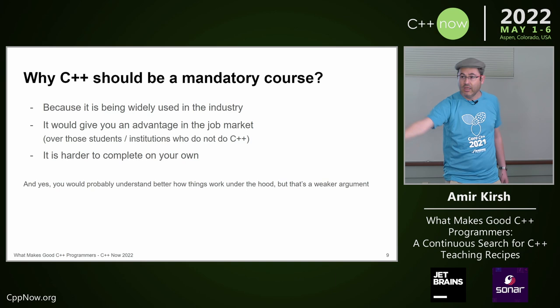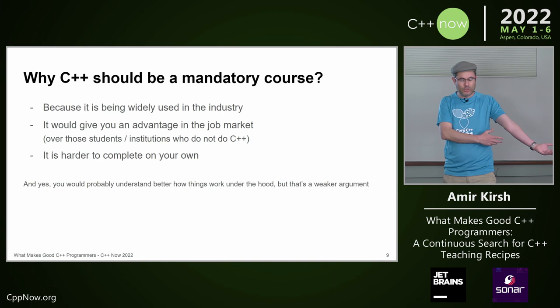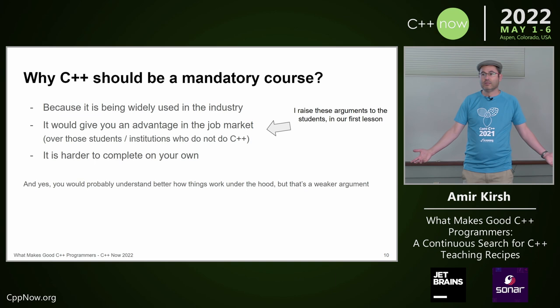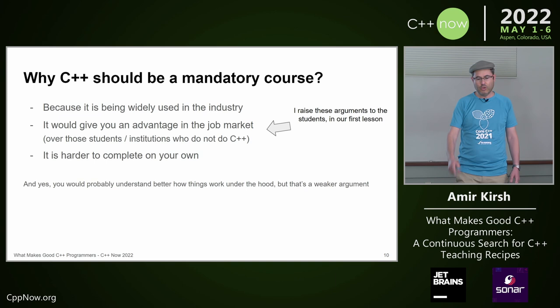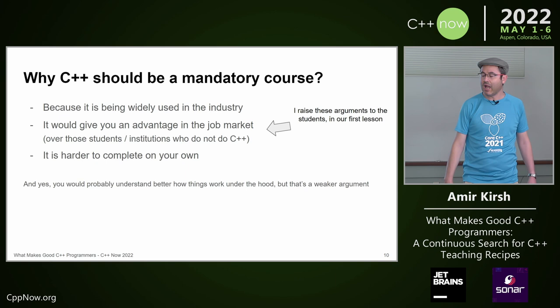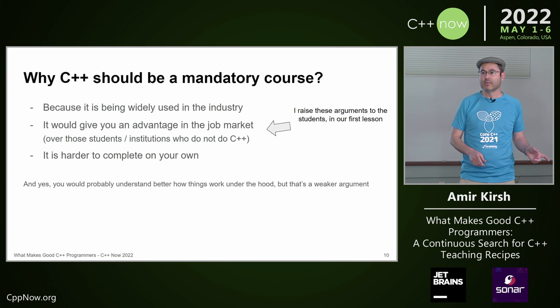And I'm using these arguments when there is a meeting in the faculty discussing again whether we should keep C++, or when I speak with students, because I do raise this argument on the first lesson. And the reason is? It motivates. To build their motivation, yes. Thank you, Marshall. So I want to build their motivation because they did hear something about, oh, there is this complicated C++ course. So at the beginning, I have to say, it's important. Some of you would actually work in C++, and you would get an advantage over others from other institutions who did not do C++.